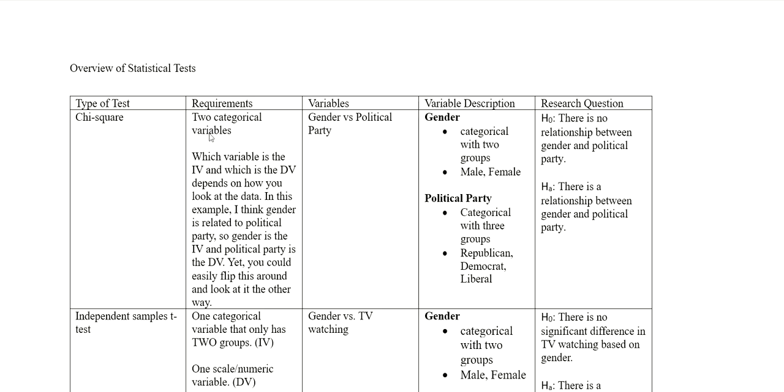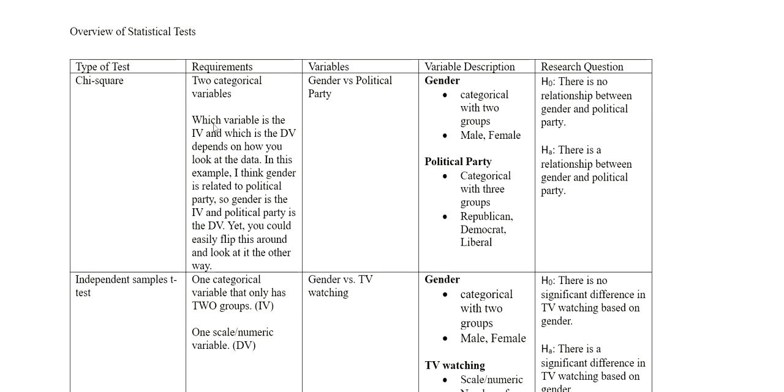The requirements are that they have to be two categorical variables. And by categorical, that means it isn't a scale, it isn't numeric, there's no number that you can really assign to it. So for example, gender and political party. And even though you could say gender, female 1, male 2, that number has no meaning, which is what makes it categorical. In terms of which one's the independent variable and which one's the dependent variable, it doesn't really matter. It just depends on how you look at the data.